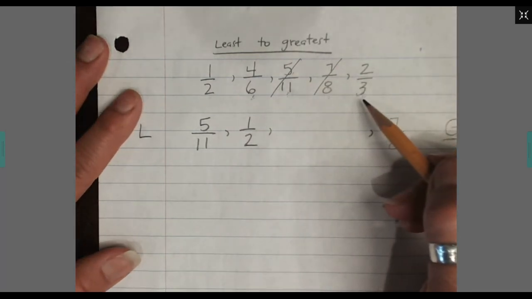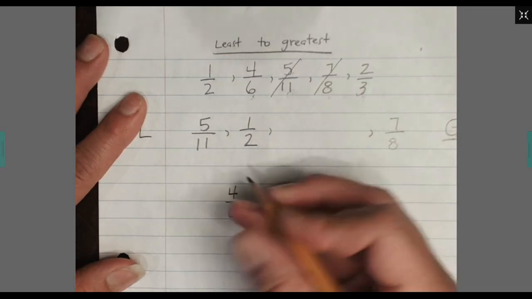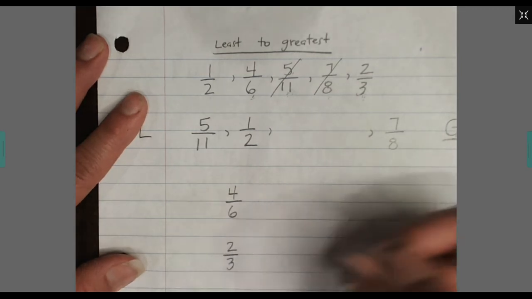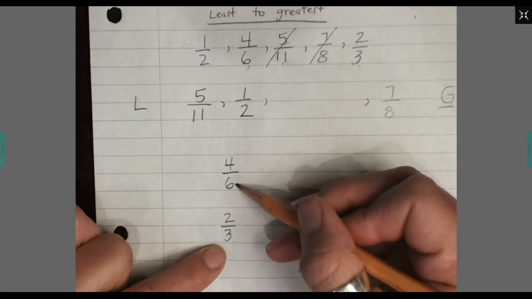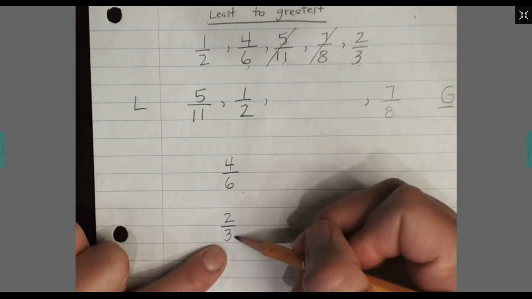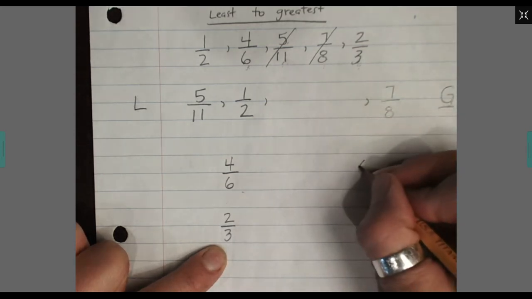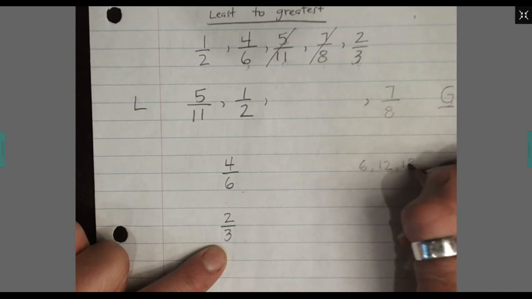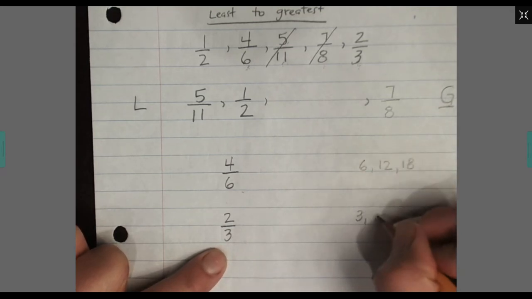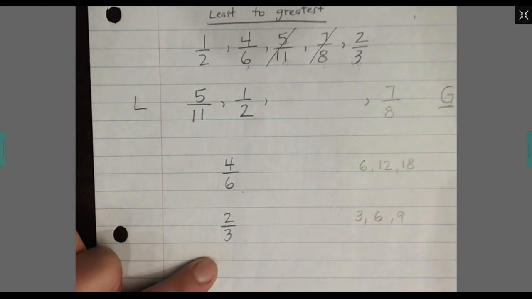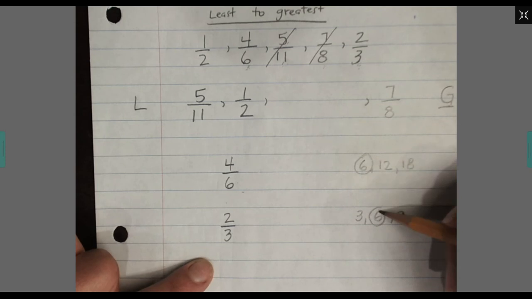Let's make the denominators the same to be able to compare them. So I have 4/6 and 2/3, and I want them to both have the same denominator. So we're going to find the least common multiple between the two of them to be able to make that denominator. So the multiples of 6 are 6, 12, 18. I could keep going if I need to, but let's start with 3. Multiples of 3: 3, 6, 9. And already I've realized I don't need to keep going because 6 is my least common multiple.